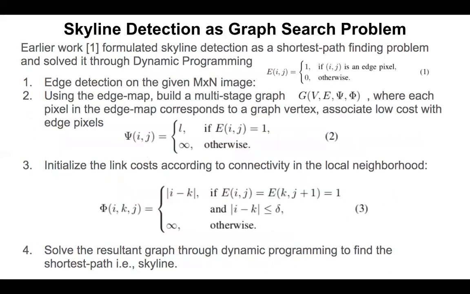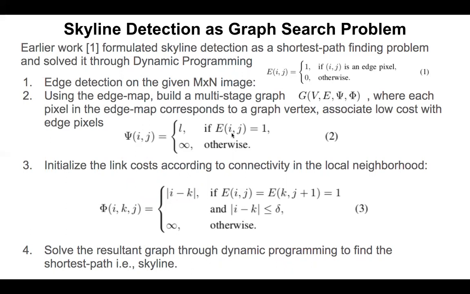So over here, I am going to talk a little bit about skyline detection and how it is formulated in the literature as a graph search problem. Given an image, we run an edge detector on it, which gives us this edge map E of I. Using that edge map, we initialize a multi-stage graph G with vertices and edges, vertex costs and link costs.